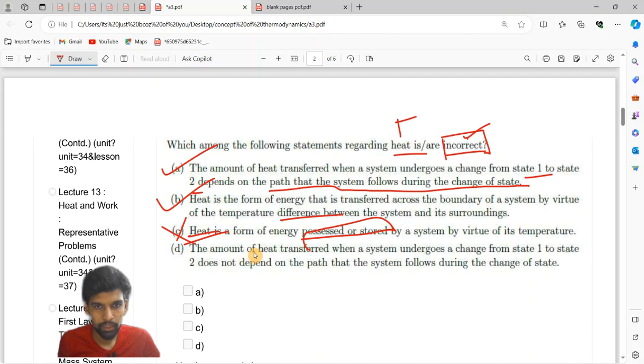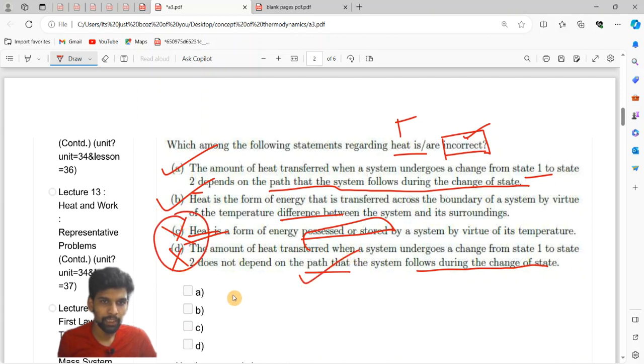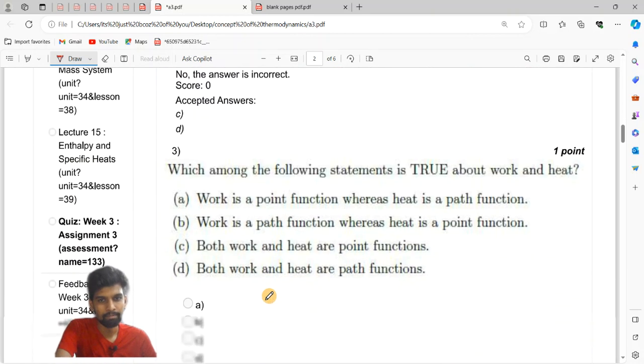And the fourth one is: the amount of heat transferred when a system undergoes a change from state 1 to state 2 does not depend upon the path that the system follows during the change of state. So it is contradicting the first statement, that is option A. So this is also incorrect. Heat absolutely depends on the path. So statements C and D are incorrect. So C and D are our answer. Okay, I hope you got this.